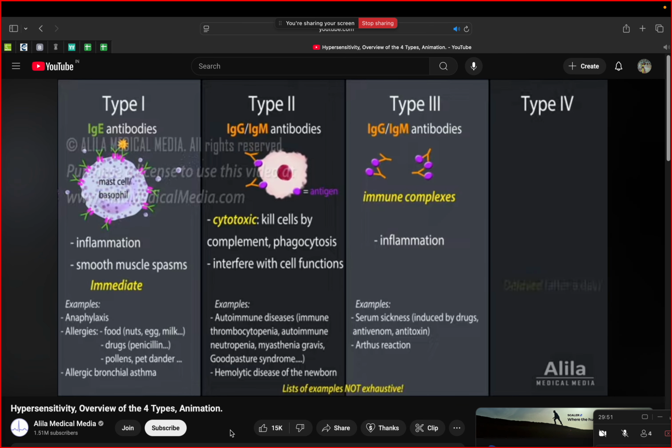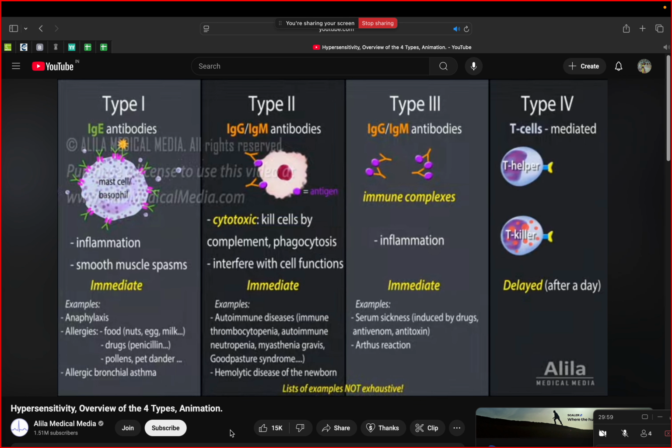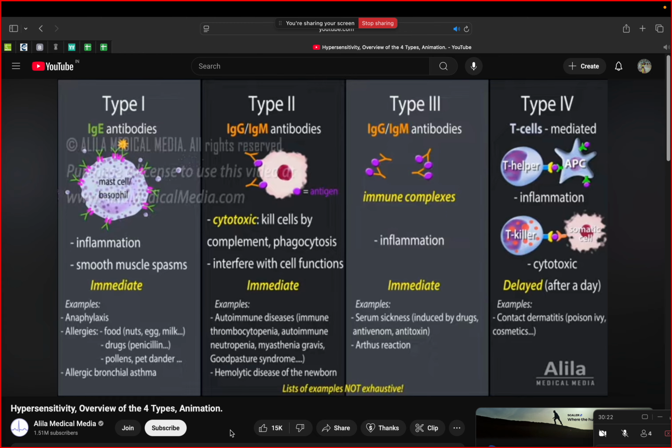Type 4 hypersensitivity is a delayed reaction mediated by T cells. Pre-sensitized T cells are produced during a previous contact with the antigen. Upon re-exposure to the same antigen, T helper cells release inflammatory cytokines, while T killers induce cytotoxic reactions. Typical examples are allergic reactions to substances that come into direct contact with the skin, known as contact dermatitis. Type 4 is also the basis of the tuberculosis skin test.